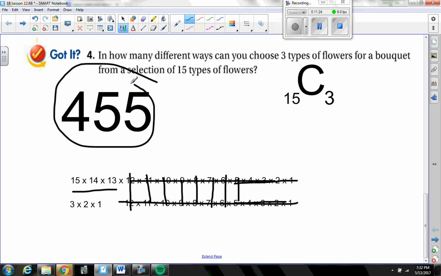If you have questions about combinations, how they're different from permutations or how the formula works, please make a note to ask me in class tomorrow. Otherwise, that's all I have for you.